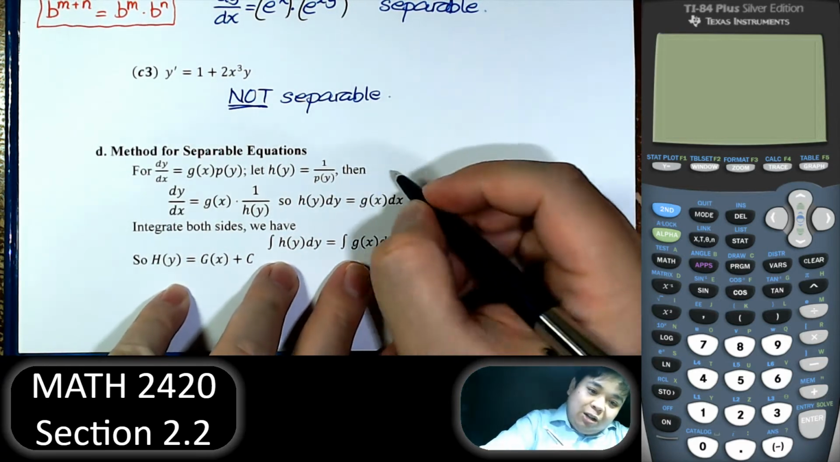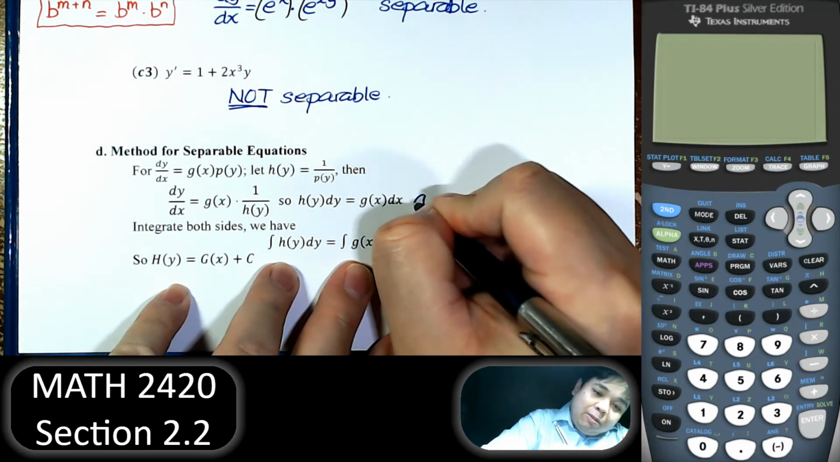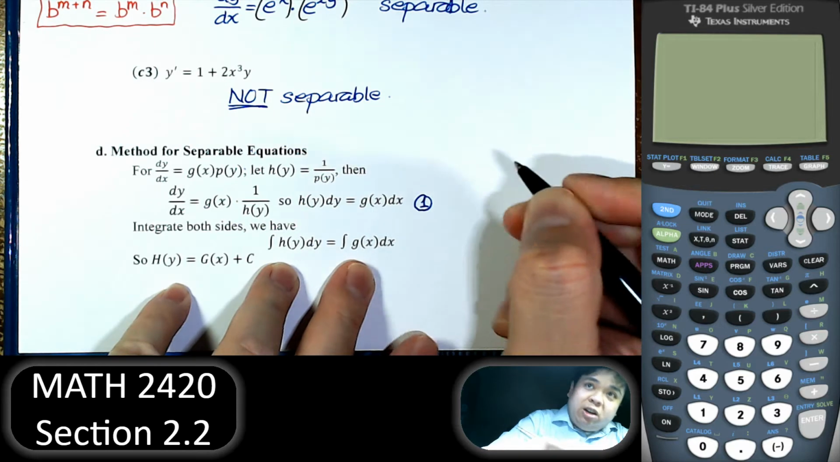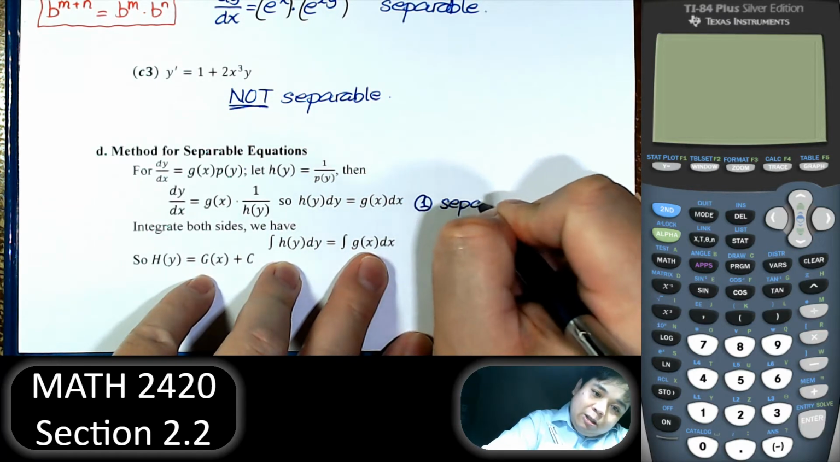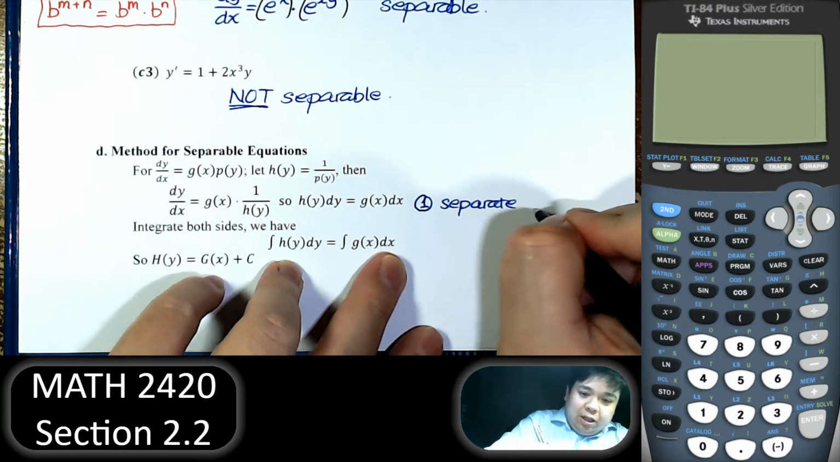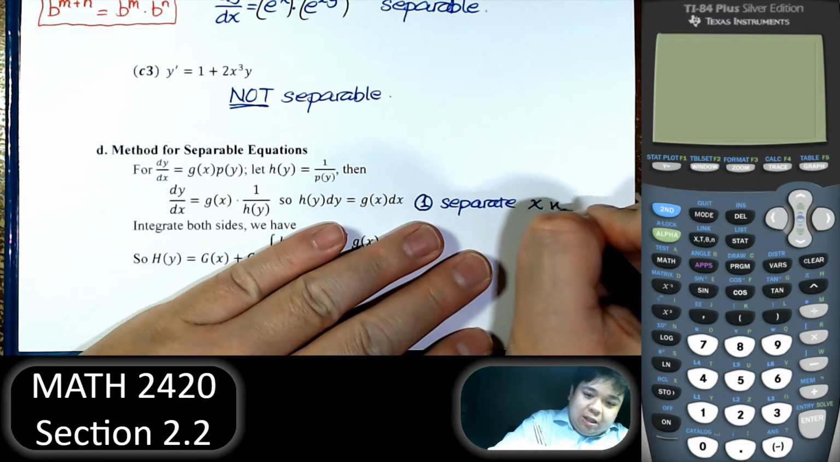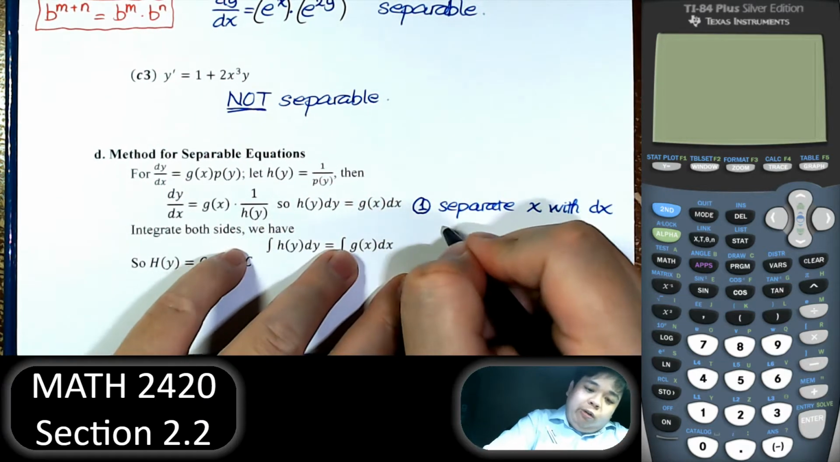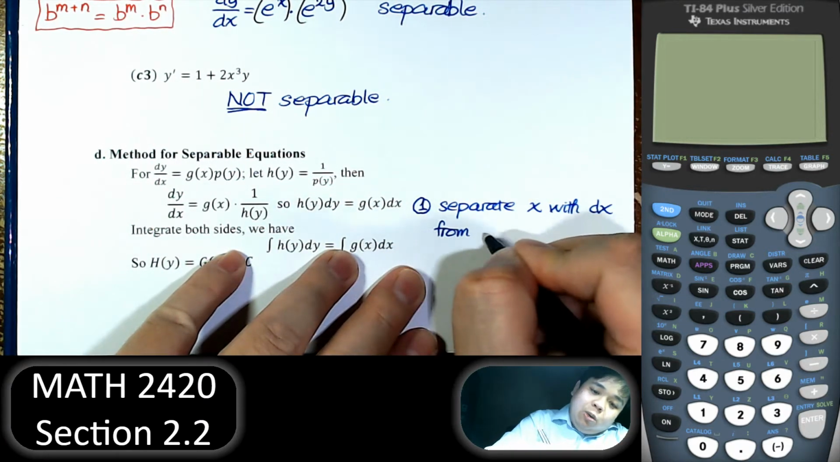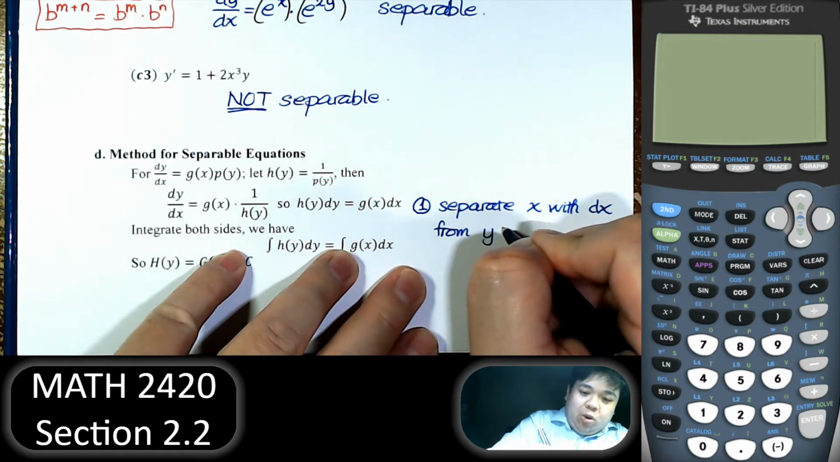So the first step is, for a separable equation, we separate x with dx from y with dy.